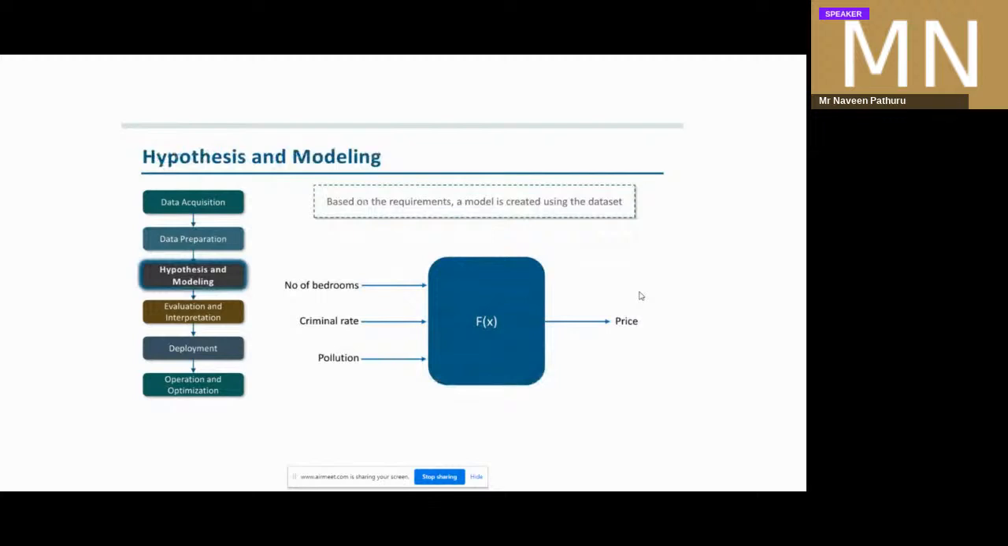That is data preparation. Then comes the modeling part. The modeling part is where we are really trying to dig deep and understand the price of an apartment. It may depend on the number of bedrooms, the crime rate, and the pollution, but not the remaining.